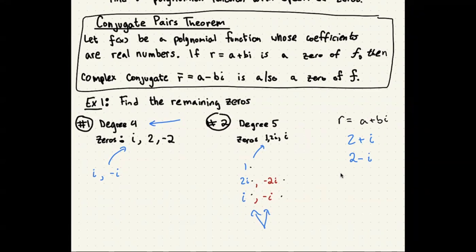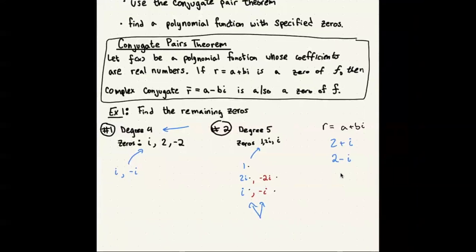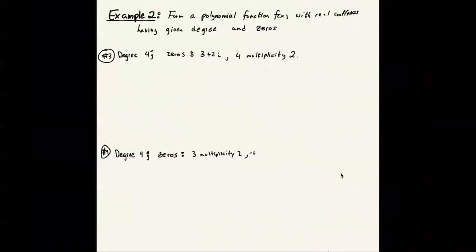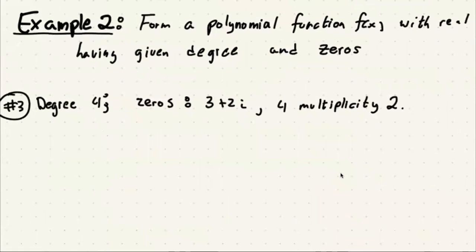All right, so that's the first type of problem you're going to encounter. We already did some of these in class. The other type of problem you're going to encounter is when we give you the zeros and you have to find the polynomial function. Okay, so: form a polynomial function f of x with real coefficients having the given degree and zeros. All right, so let's start here.